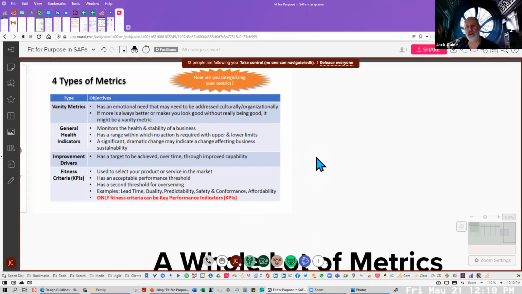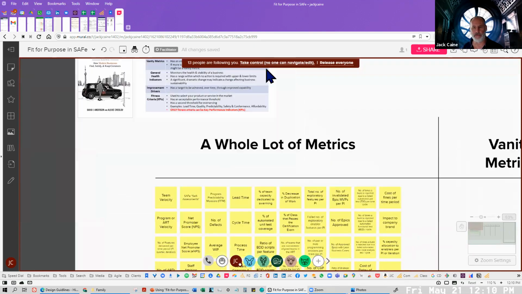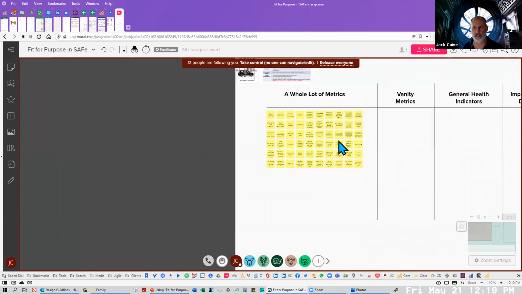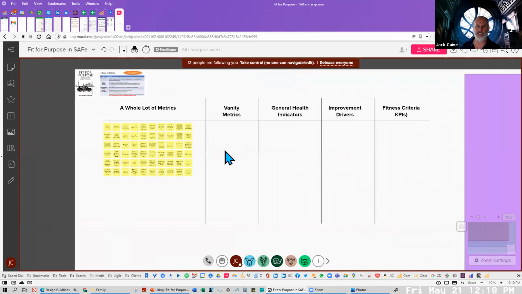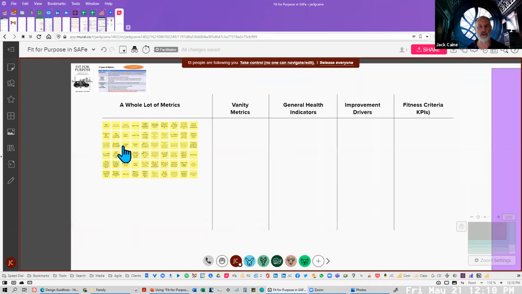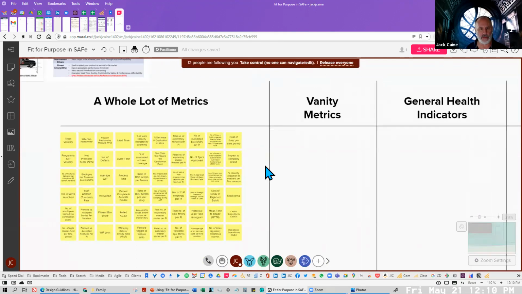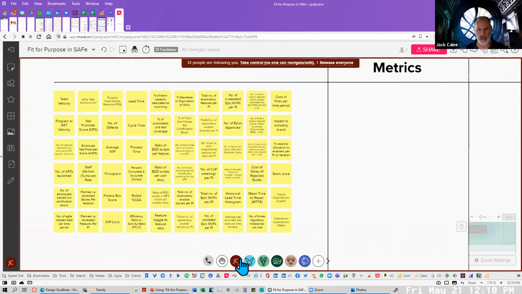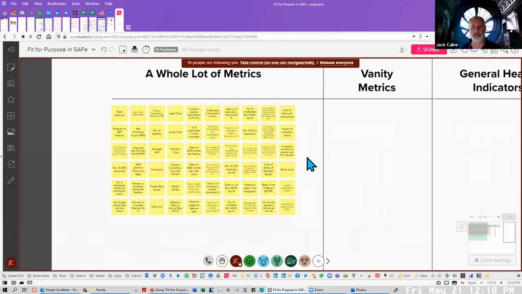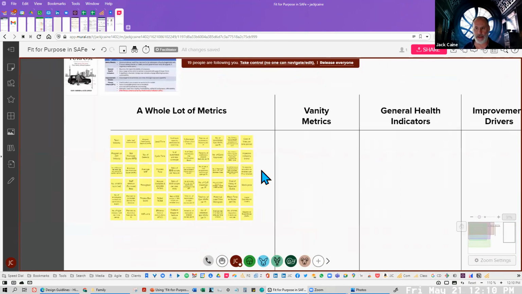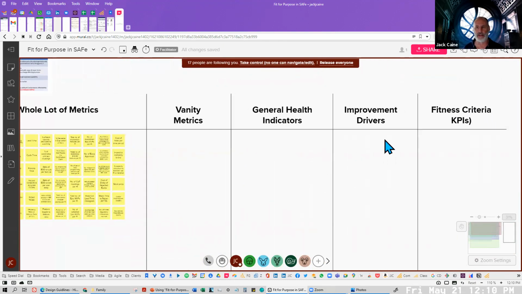All right. So what I'm going to do is zoom out here and take us to a little Kanban board type of thing, where I put all kinds of different metrics. What I'd like you all to do is start to categorize them. Pull them over to either the vanity metrics, the general health indicator, the improvement drivers, or the fitness criteria, KPI area. Just go and pull them over where you think they should be. Go ahead and do that.